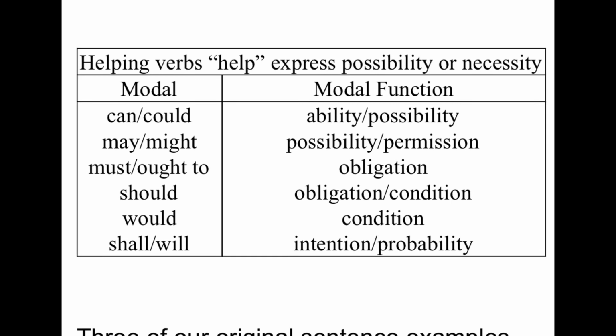Here's another list of helping verbs that help express possibility or necessity. So the first list was those that help express time or meaning. These are about possibility or necessity. So let's say we're talking about brushing your teeth. I could brush my teeth. I might brush my teeth. I ought to brush my teeth. I should brush my teeth. I will brush my teeth. Brush is our main verb, and all of these come in front of it as part of the whole verb phrase.